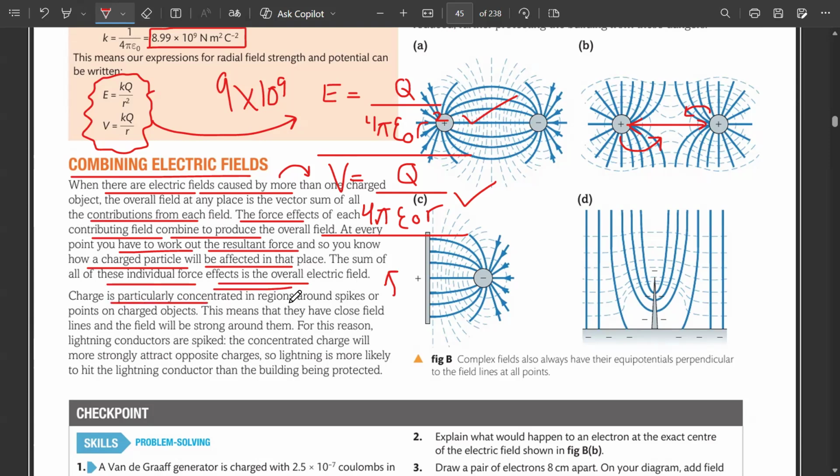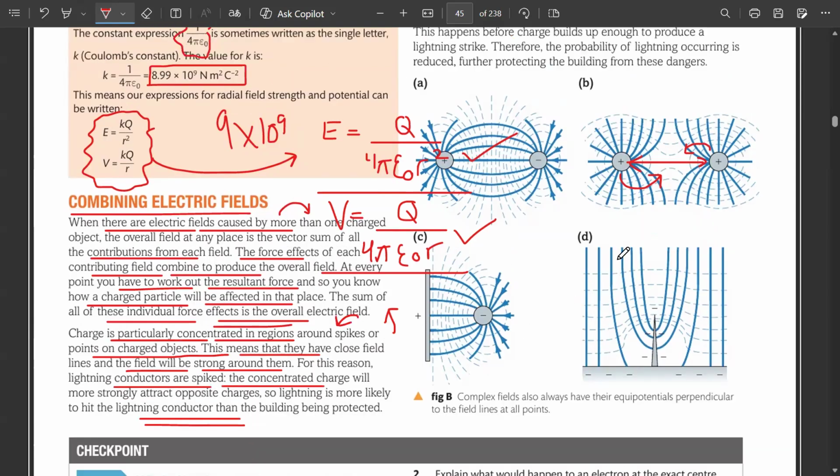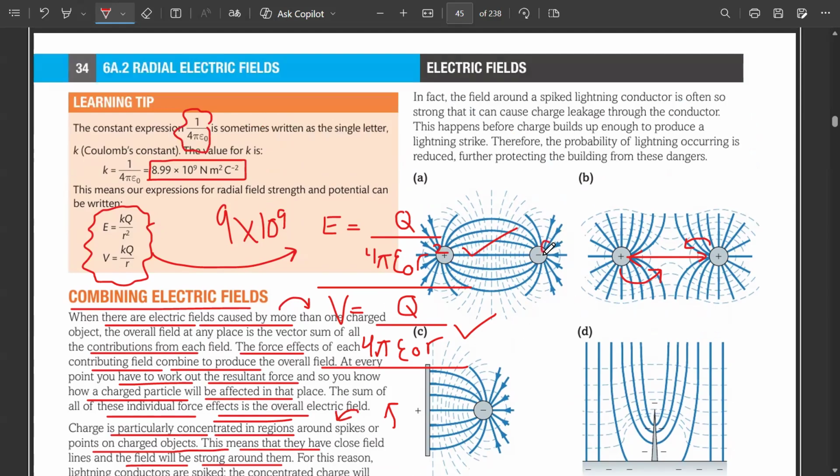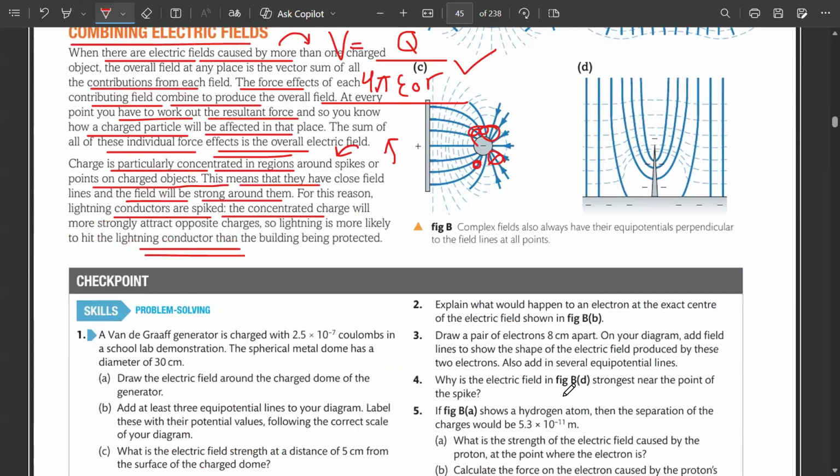Charge is particularly concentrated in the regions around spikes or points on charged objects. This means that they have close field lines and the field will be strong around them, and for this reason lightning conductors are also spiked, and the concentration of charge is more likely to hit all of the conductors as well. It is concentrated, see this. Now this area is very concentrated, this area is very concentrated, okay, this area is very concentrated, this is a lot of concentrated area for electric fields.